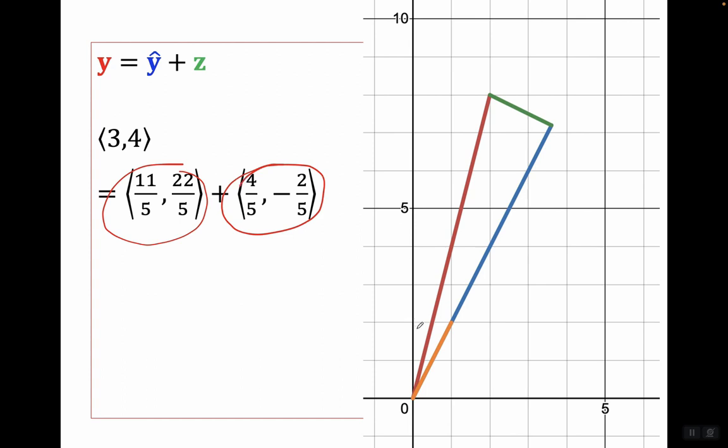In other words, y, which is this red vector, is going to be y hat, this long blue vector, plus z. It's this perpendicular vector. It's perpendicular to y hat and perpendicular to u. U is this short vector over here. Y hat is parallel to u.